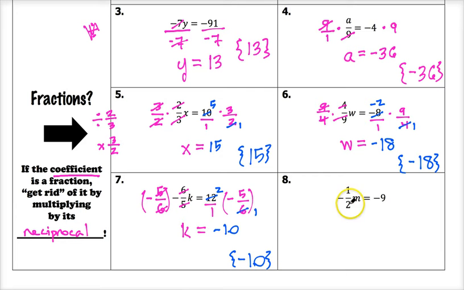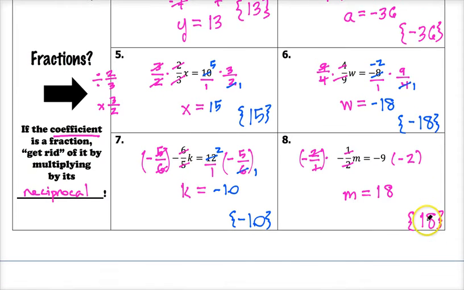And number 8, -1/2 m equals -9. The reciprocal of -1/2 is -2, or -2 over 1. So that's what I'll multiply by on the left side. That's going to give me just my m, and then I will multiply by the same thing on the right side, -2. -9 times -2 is just +18. So I get a whole number answer. I have no fractions on the right side in my multiplication. It's just +18.